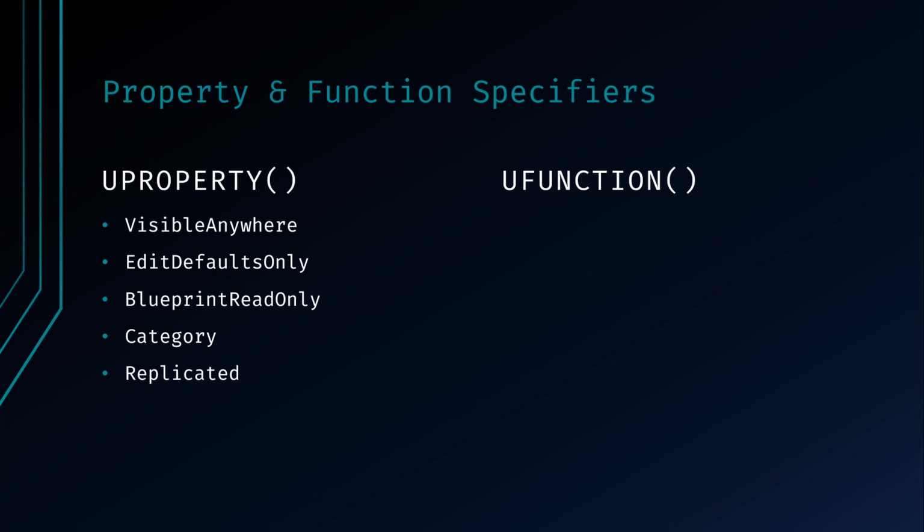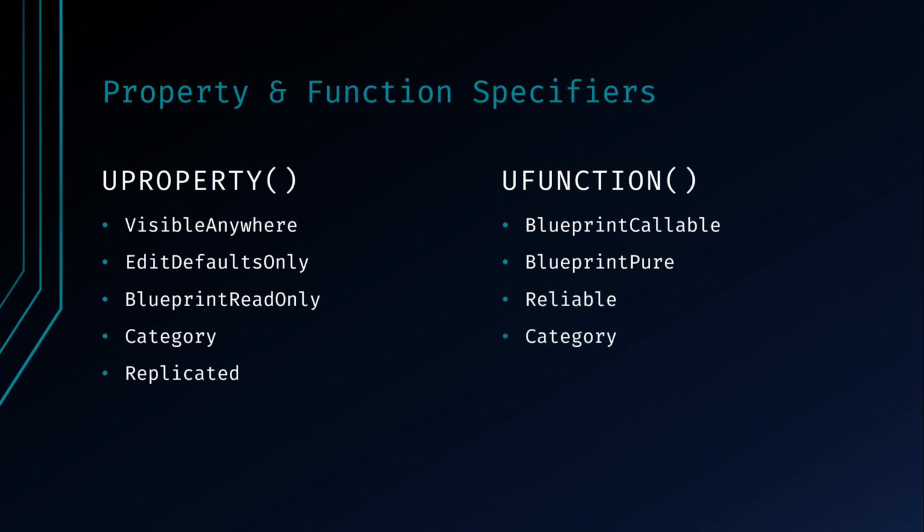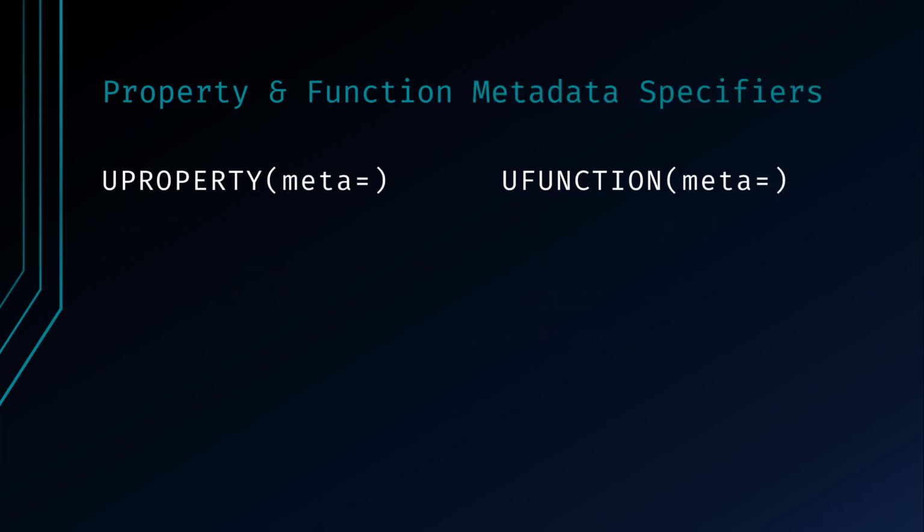UFunction has some similar type specifiers that you use regularly with several others that are more specific to a given need. You'll commonly use BlueprintCallable, which allows your functions to be called in a blueprint graph. BlueprintPure, which will allow you to type your function as pure, Reliable for network replication during multiplayer, and of course, Category.